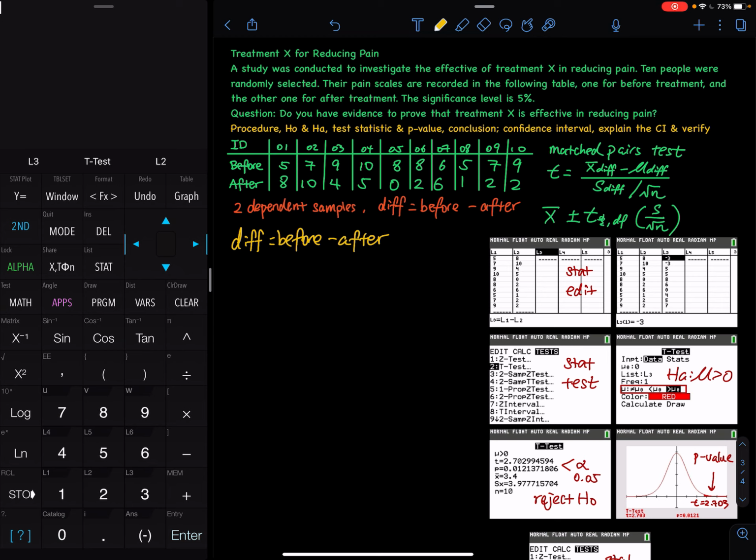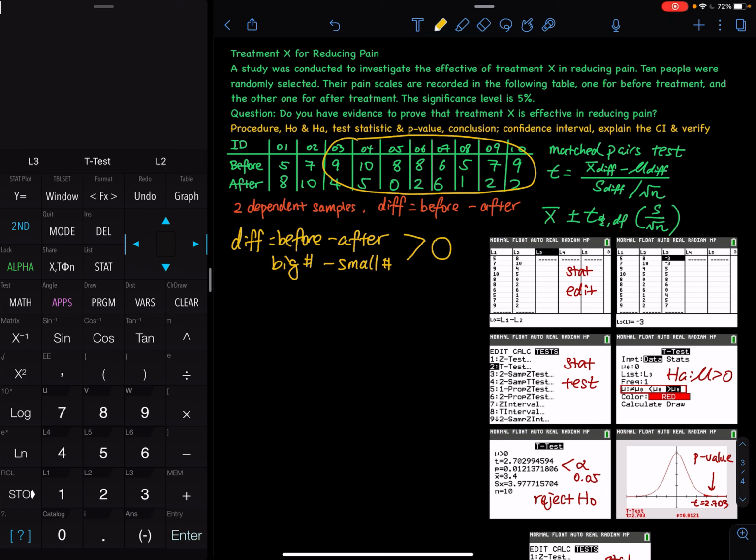You have to give yourself a success. So let's say number 3, 9 minus 4. If that is a success, that means before I am looking for a big number, and then after I am looking for a small number. So a big number minus a small number must be greater than 0, right? Just like what you have in patient 3 to patient 10.